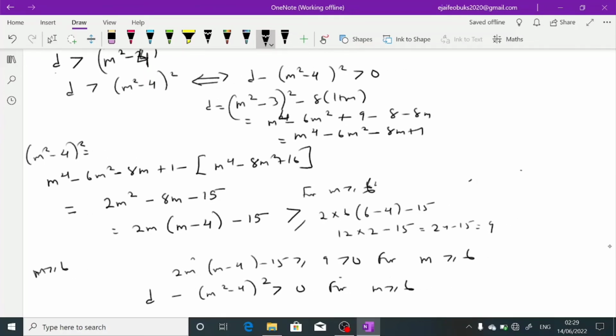So I can come here now. This is greater than m squared minus 4 all squared for m greater than or equal to 6, and d is less than m squared minus 3 all squared for all m actually. So we have this.